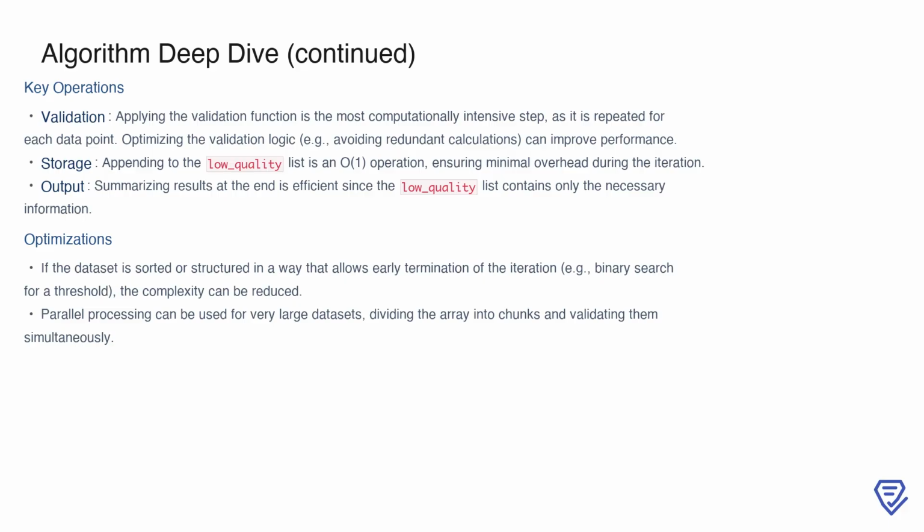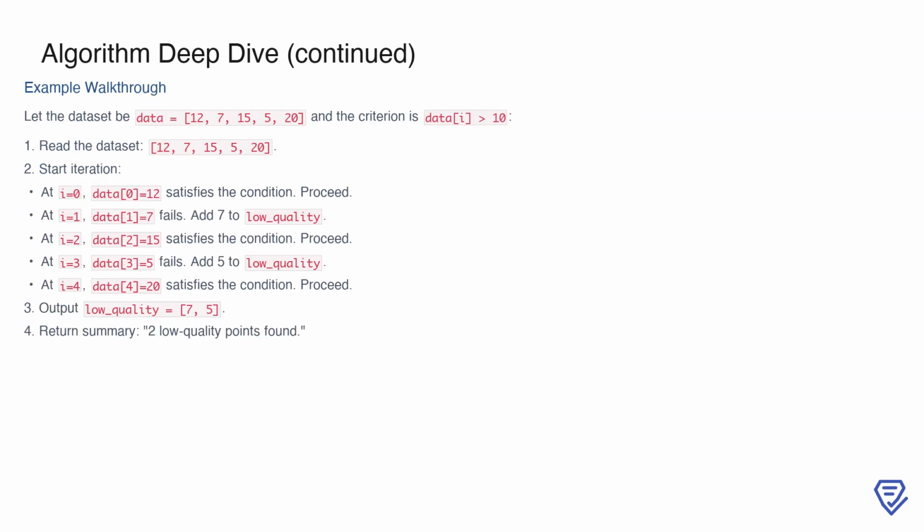To further enhance efficiency, certain optimizations can be applied. For instance, if the dataset is sorted or structured in a way that allows early termination of the loop, such as using binary search for threshold checks, the algorithm's complexity can be reduced. For very large datasets, parallel processing is another optimization strategy. By dividing the dataset into chunks and validating them simultaneously across multiple threads or processors, the overall runtime can be significantly decreased. Let's walk through an example to see the algorithm in action.